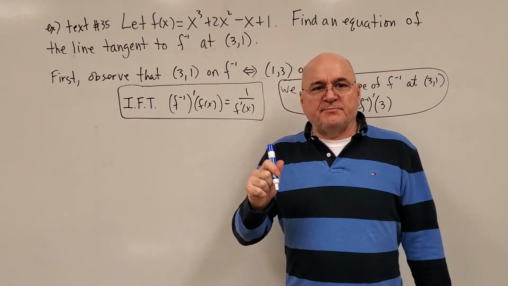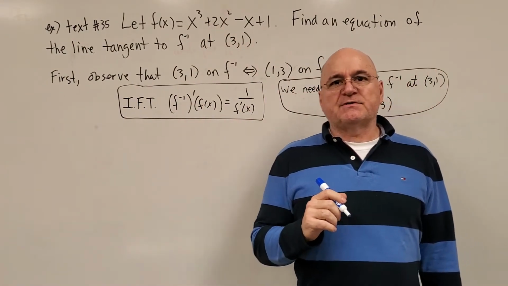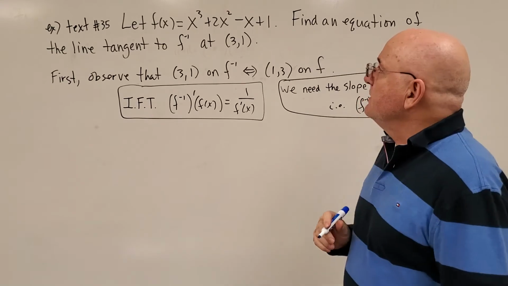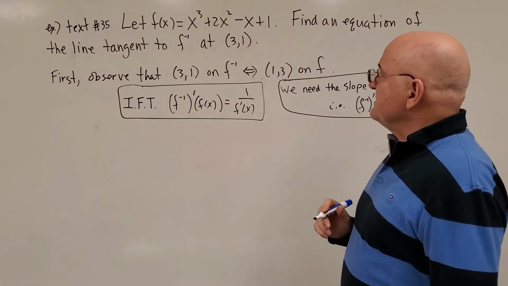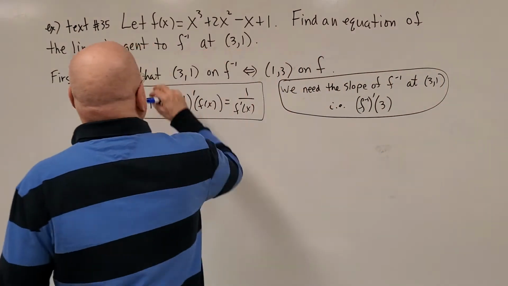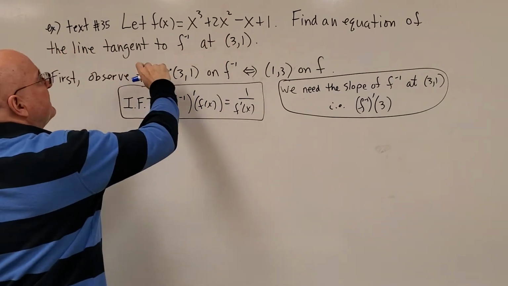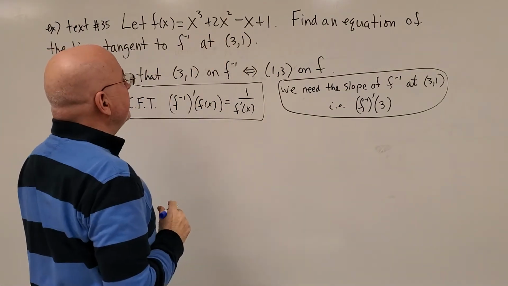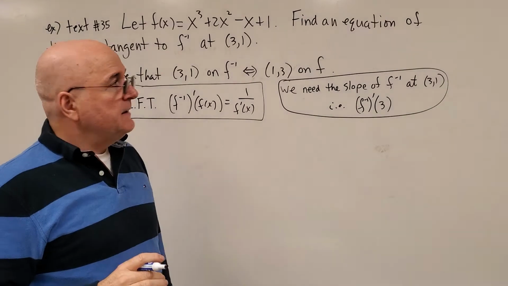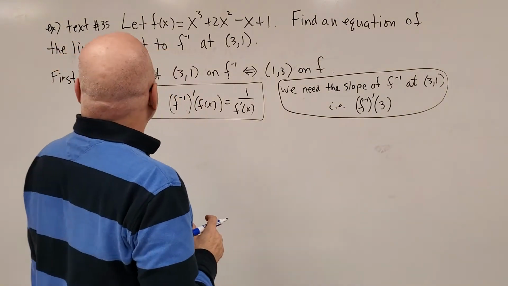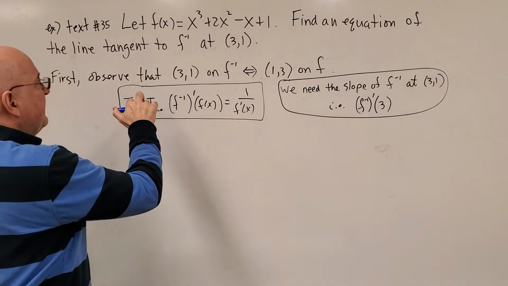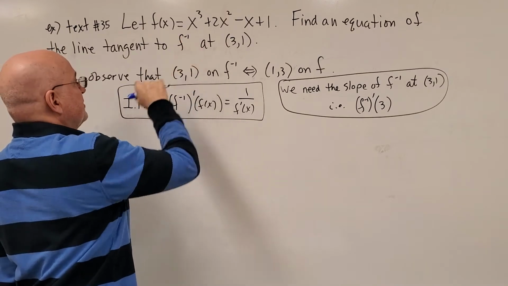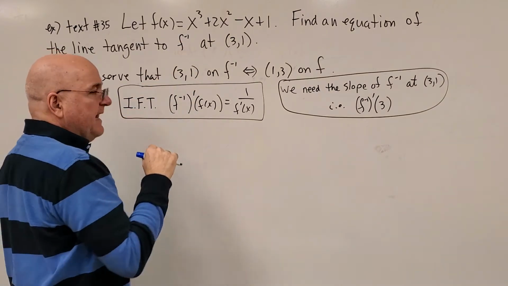Well, our last example of chapter 4 is going to use the inverse function theorem. This problem was taken from the textbook, and it says, let f be this polynomial. f of x is x cubed plus 2x squared minus x plus 1. Find an equation of the line that is tangent to the inverse function, f inverse, at (3, 1).